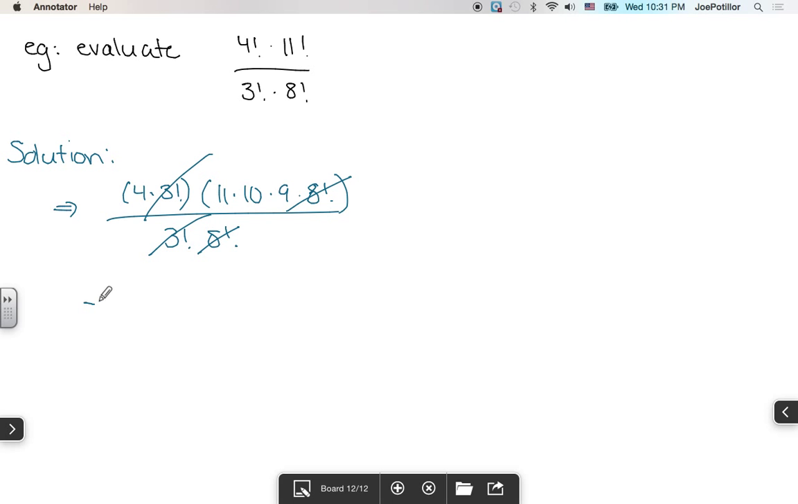So, thusly, we have 4 times 9 times 10, which is 360, and you end up with 360 times 11. And I'm sure that all of you are really smart and can do that in your head, which is going to be 3,600 plus 360, which ends up being 3,360.